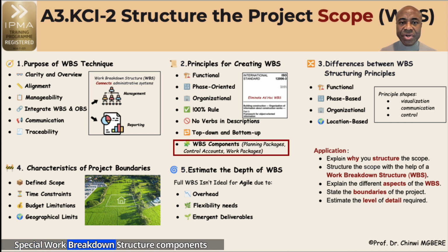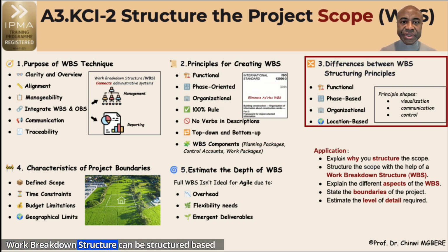Special work breakdown structure components include planning packages. These are temporary placeholders for deliverables not yet broken down. Control accounts. These are oversight levels for progress and invoicing. Work packages are the lowest manageable elements that inform scheduling and cost estimation.